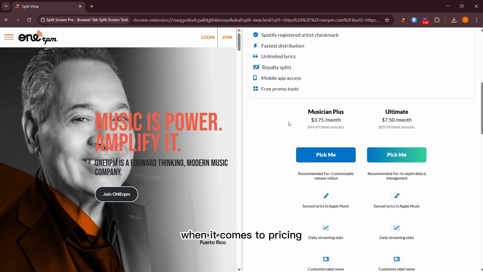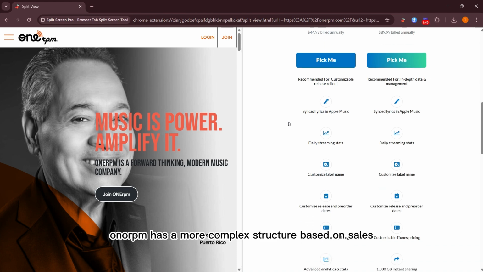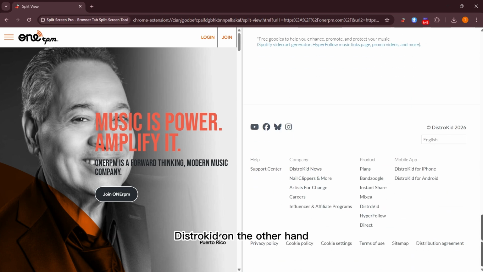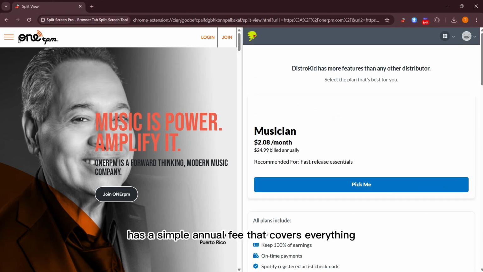When it comes to pricing, ONErpm has a more complex structure based on sales. DistroKid, on the other hand, has a simple annual fee that covers everything. In the end, if you want a comprehensive service with marketing tools, ONErpm might be your best bet, but if you prefer a simple, affordable option for getting your music out there, DistroKid is a solid choice.